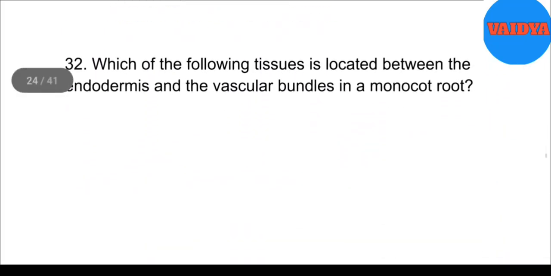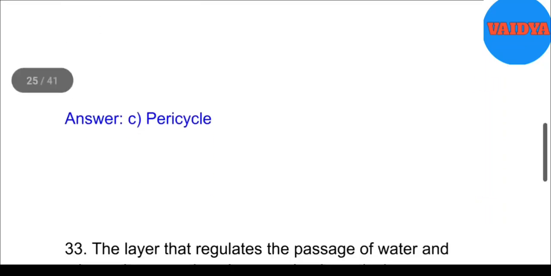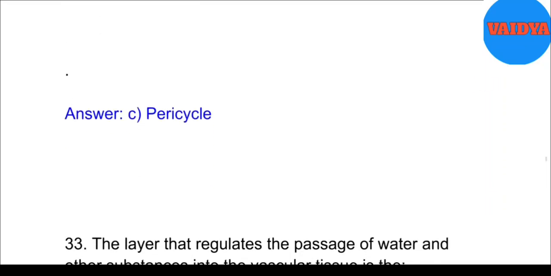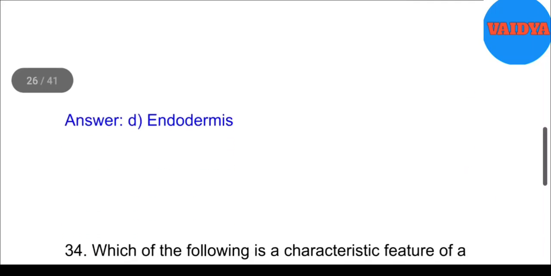32. Which of the following tissues is located between the endodermis and the vascular bundles in a monocot root? A. Cortex. B. Pith. C. Pericycle. D. Epidermis. Answer: C. Pericycle. 33. The layer that regulates the passage of water and other substances into the vascular tissue is the A. Epidermis. B. Cortex. C. Pericycle. D. Endodermis. Answer: D. Endodermis.